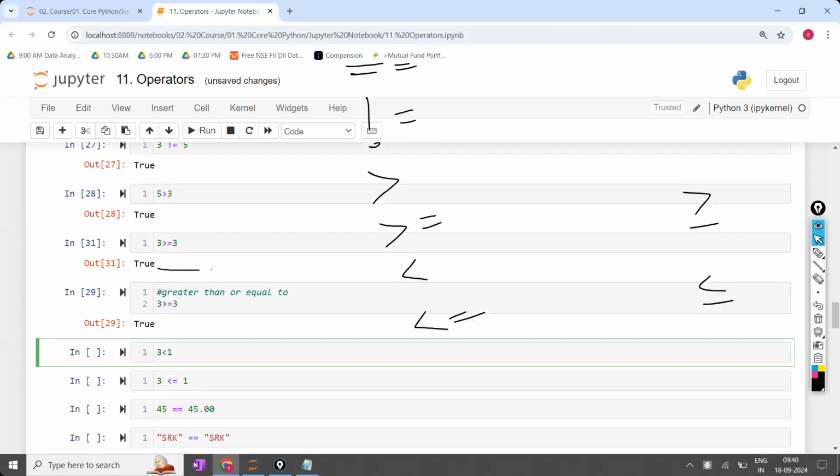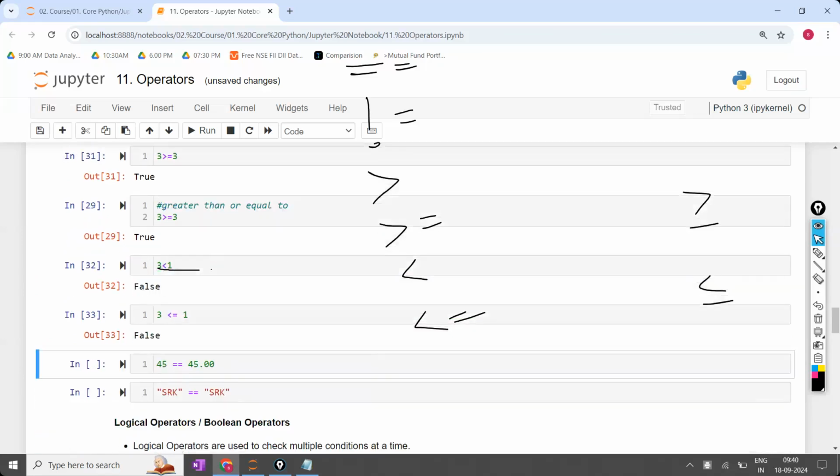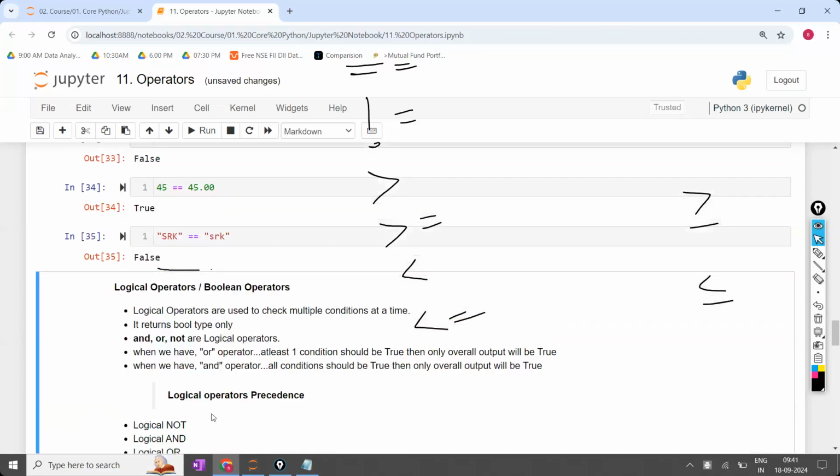Next, 3 is less than 1. False. 3 is less than or equal to 1. That is also false. 45 is equal to 45.00. True. Value wise both are same. Now small SRK and caps lock SRK both are same? No, false.